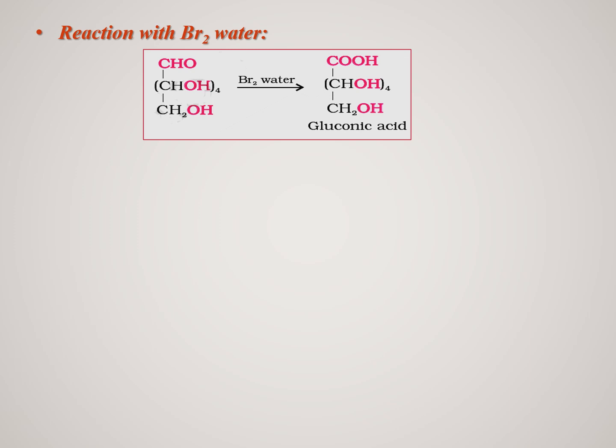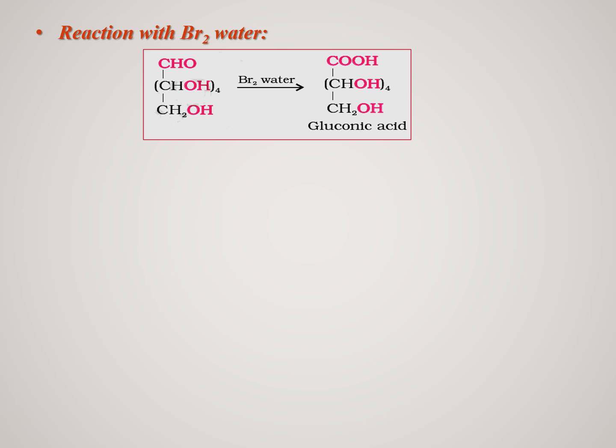So when we take glucose and react it with the mild oxidizing agent bromine water, we get the product called gluconic acid. Now what is happening here? If you carefully observe, the aldehyde group has only been oxidized to the carboxylic acid group, COOH. Addition of oxygen has happened to give you the COOH group, the carboxylic acid group.